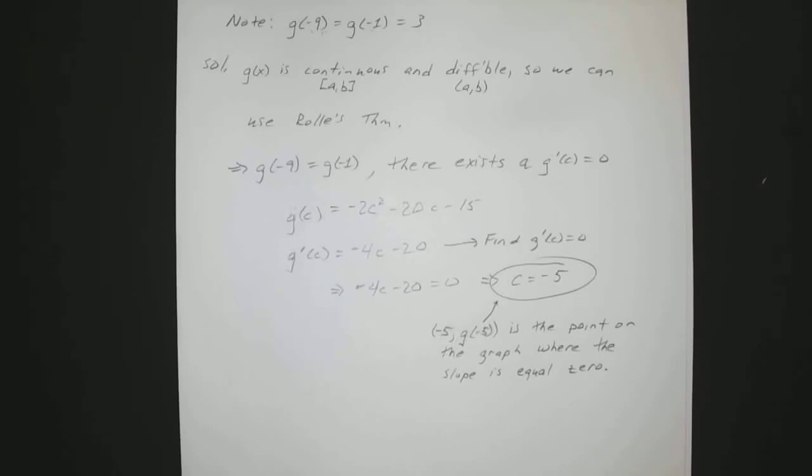Any questions on this one? All right, leave that up for a few seconds. So then at the point -5, 35, that would be the peak of the curve before it goes the opposite direction? Yep, if g of -5 is 35, then that would be the point there.